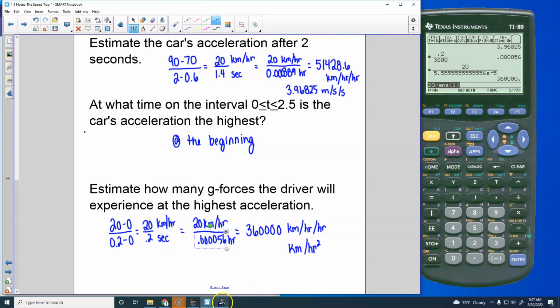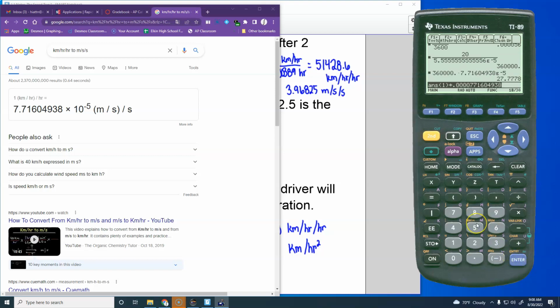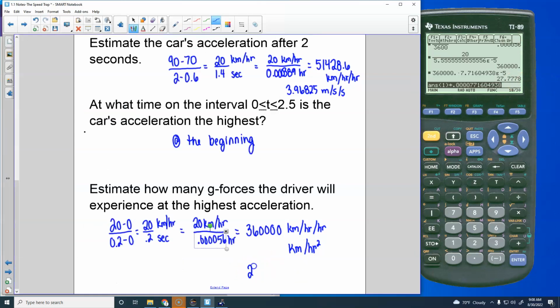And then we need to use that conversion factor here to do meters per second. So if I take this number and multiply it by this conversion factor, which I'm not going to make you do on your own, so don't worry too much about that. We can get bogged down in it. So we got 27.7778 meters per second.